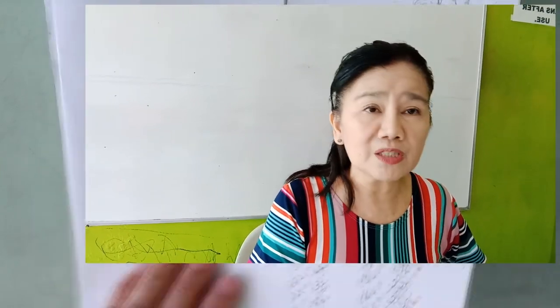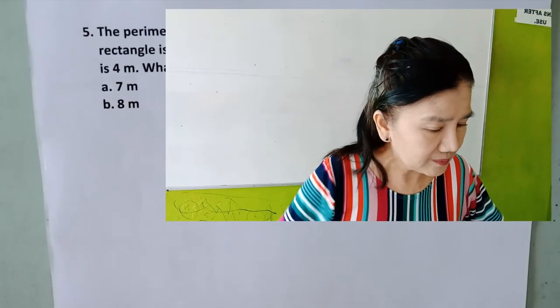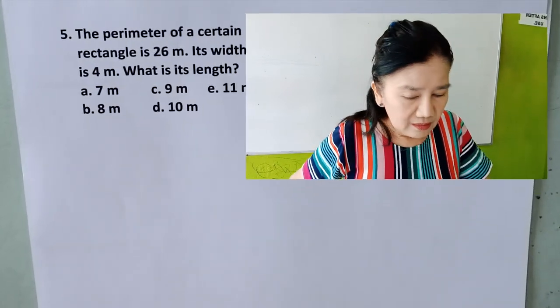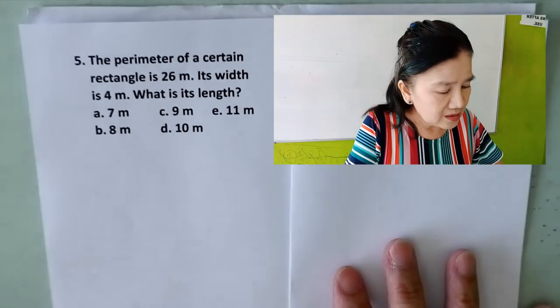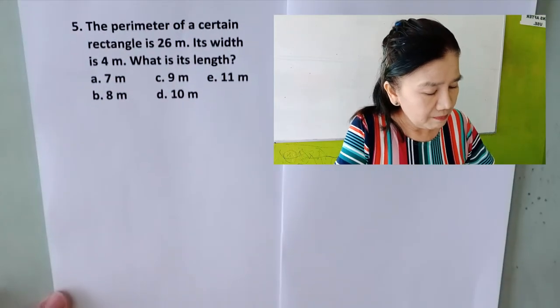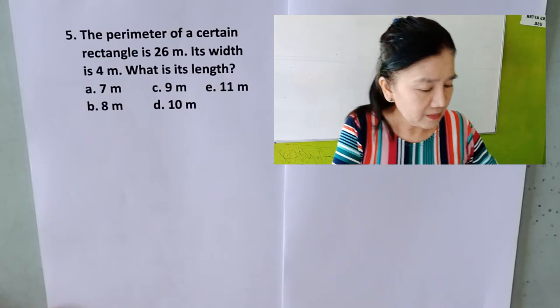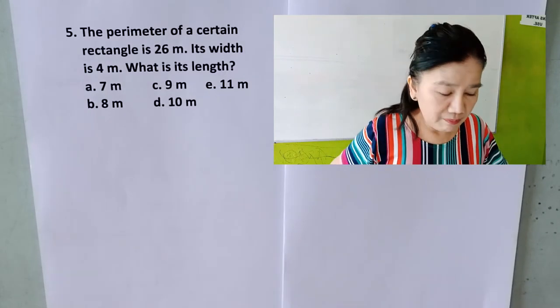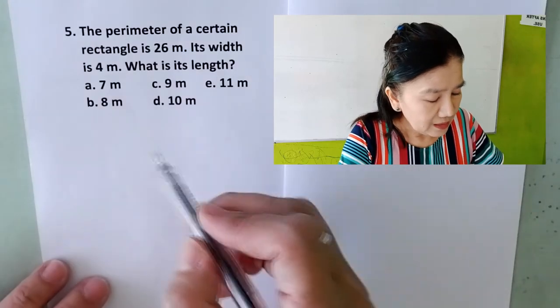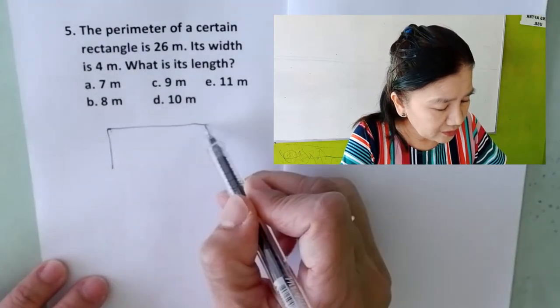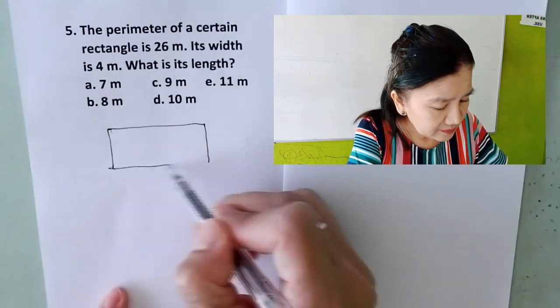Next problem is problem number 5. The perimeter of a certain rectangle is 26 meters. Its width is 4 meters. What is its length? Okay, let me draw a rectangle for you to understand it well. There.